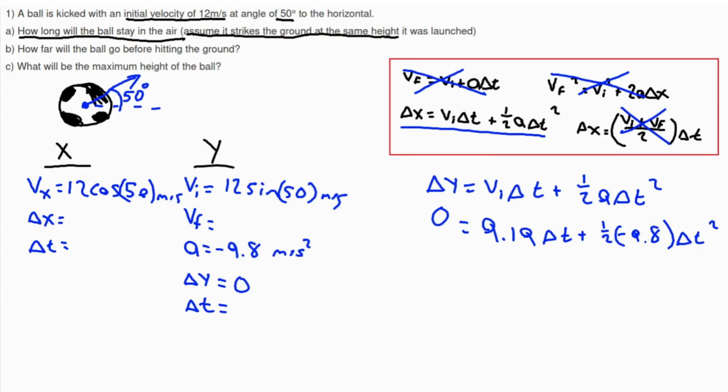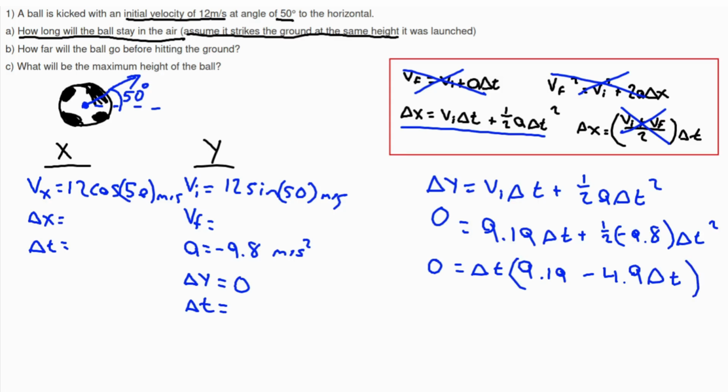Okay, so this is a quadratic, but we're lucky because the left side is 0 already. So all we have to do now is just factor out that t on the right side. So we got 0 equals, let's factor out a t, delta t times 9.19, 1/2 times negative 9.8, that is going to be negative 4.9. So let's do that, minus 4.9 delta t. Okay, and yeah, so that's our factored form.